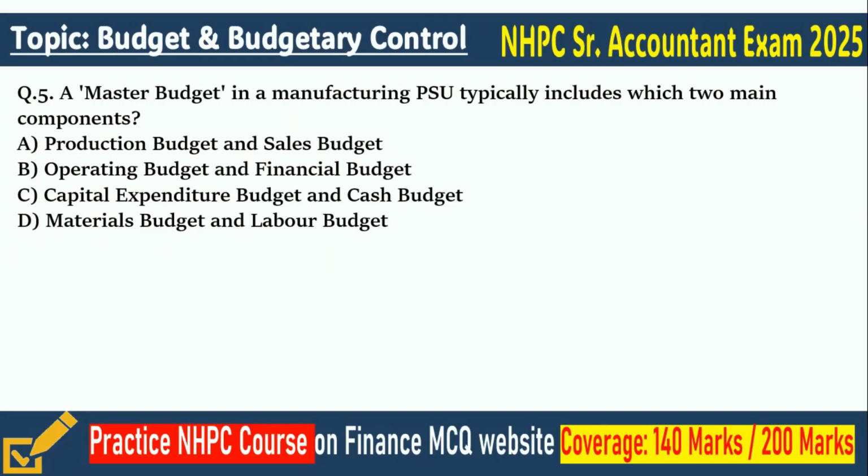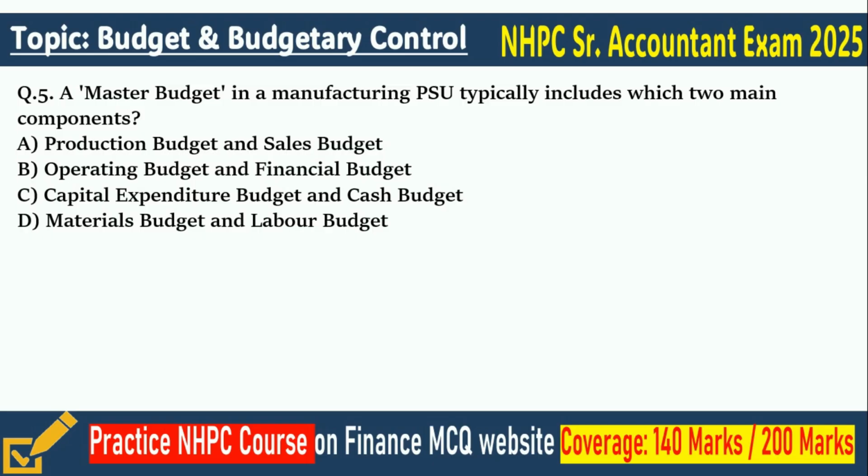Moving on, friends, a master budget in a manufacturing PSU typically includes which two main components? Option A, production budget and sales budget. Option B is operating budget and financial budget. Option C says capital expenditure budget and cash budget. While option D says materials budget and labor budget. So friends, think for a while and comment the correct answer in the comment box.